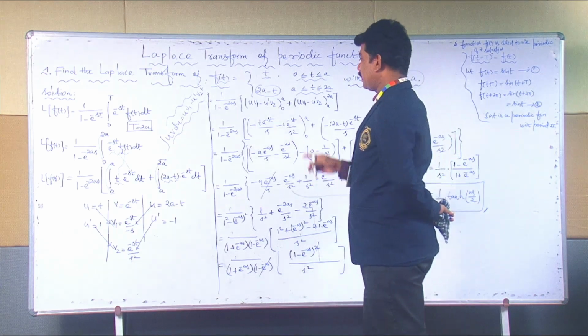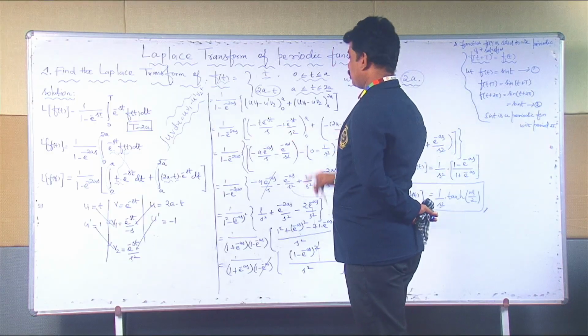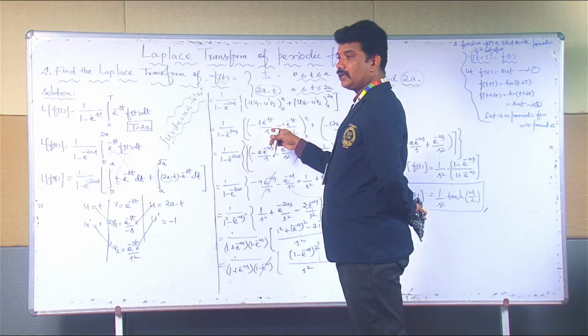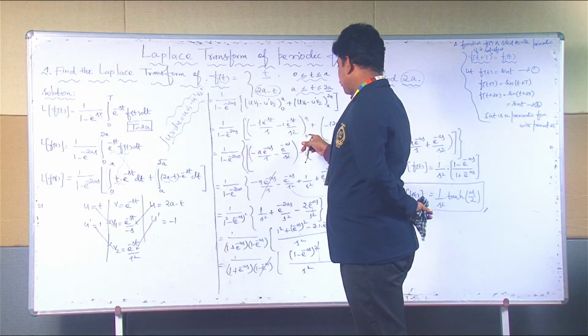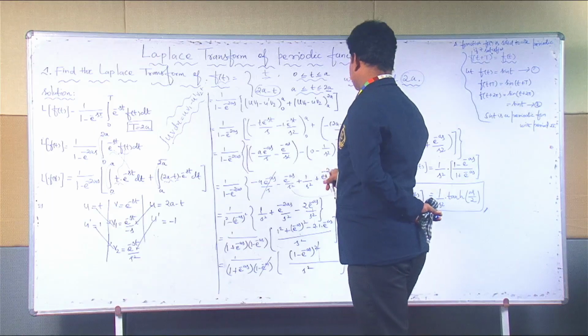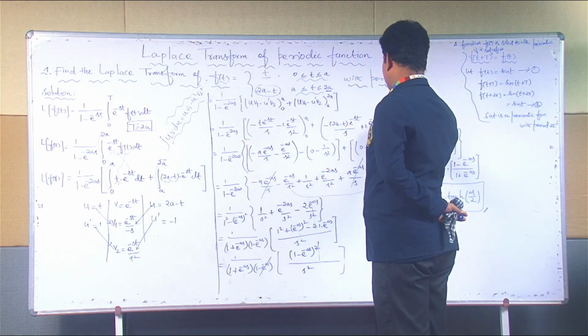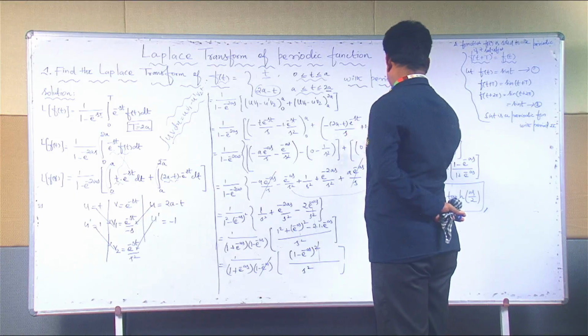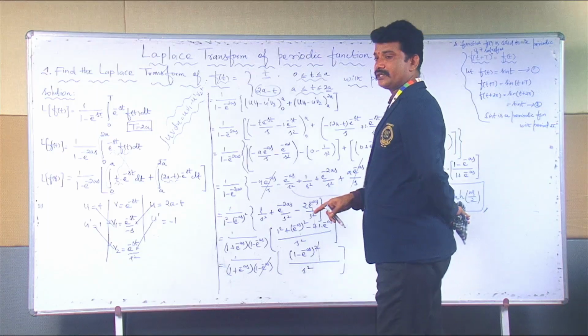Now we are going to apply the upper limit as well as the lower limit. How many terms are there? Two terms are there. When you apply the upper limit, we will get two terms. When you apply the lower limit, we will get two terms. So for the second integral, the upper limit two terms minus the lower limit two terms. Then after that, you have to simplify. Finally, we will get the solution.